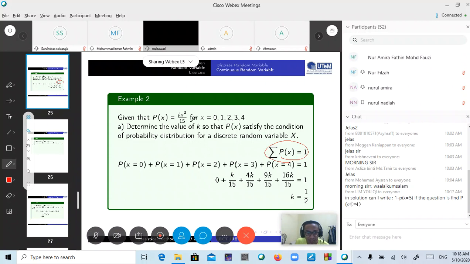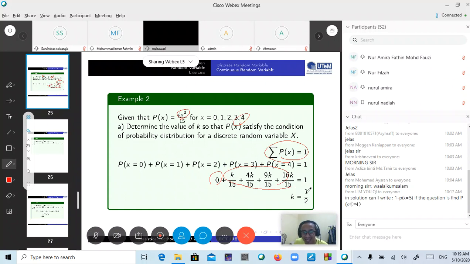So when you substitute 0 at x value here, so k times 0, 0 divided by 15, you can get 0. Substitute 1 at x value, 1 square equal to 1, 1 times k equal to k over 15. Also, the same thing for the next one. For x equal to 2, 2 square equal to 4, 4 times k equal to 4k divided by 15. And so on until x equal to 4. 4 square equal to 16. So 16k over 15. And solve this one.